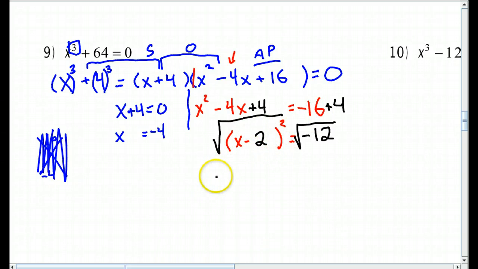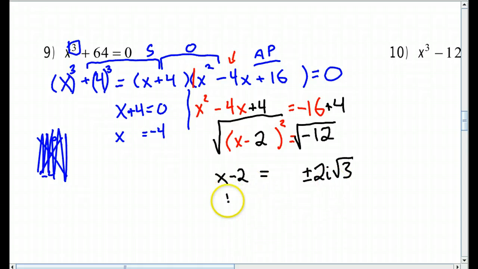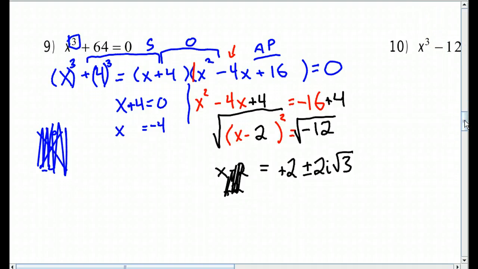So we have x minus 2 equals square root of -12. Simplify it, what do you get? Plus or minus 2i root 3, good. And then add the 2 over. So there we are. x equals 2 plus or minus 2i root 3 for our next 2 roots.